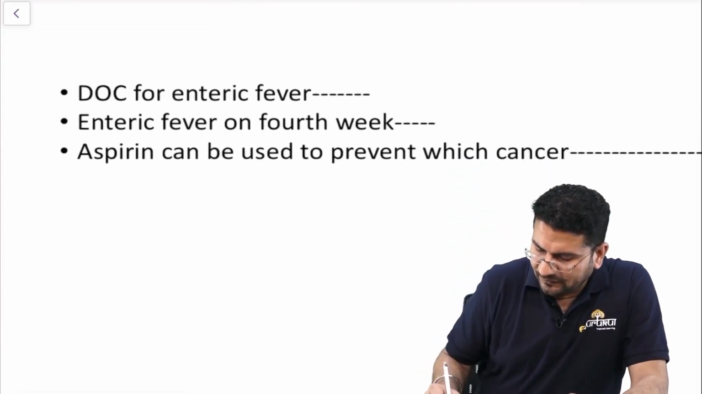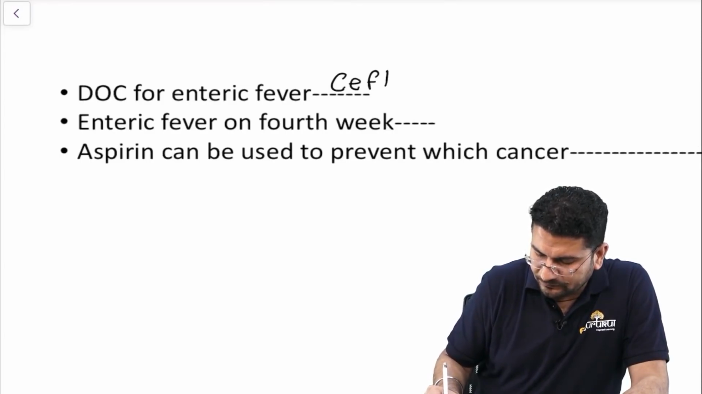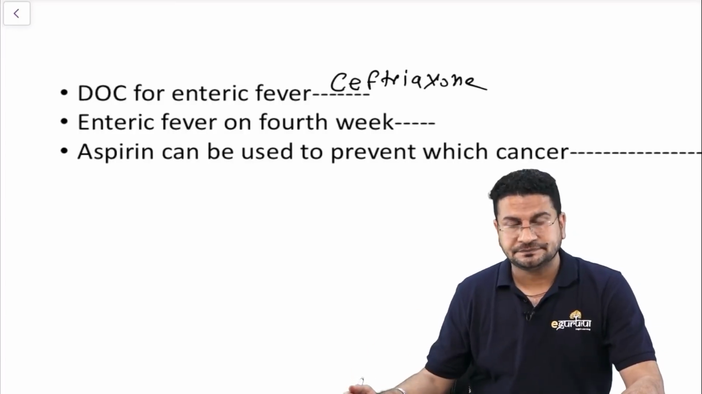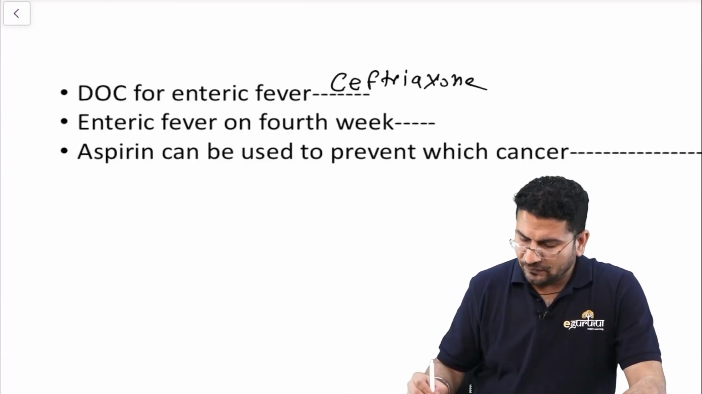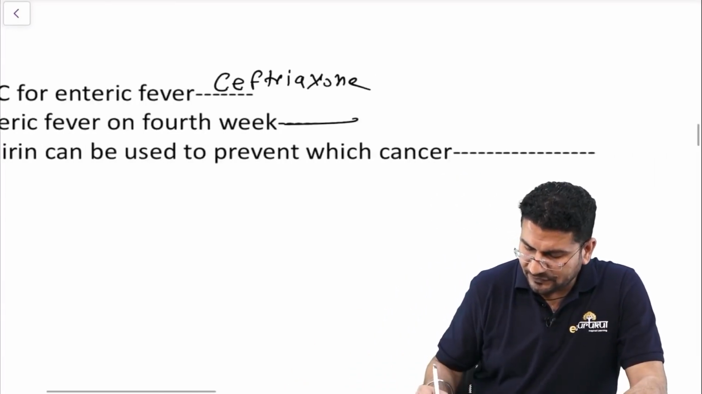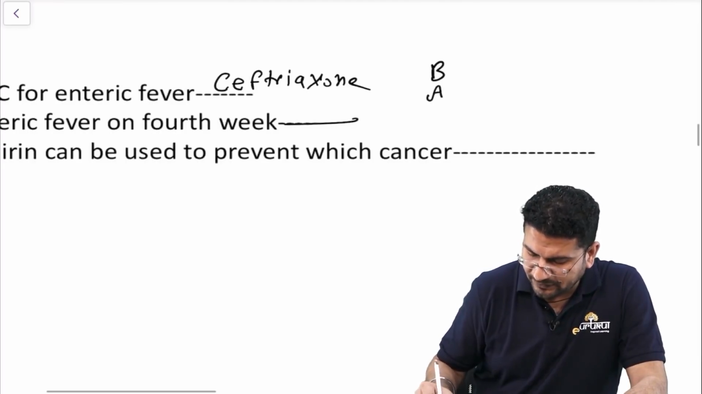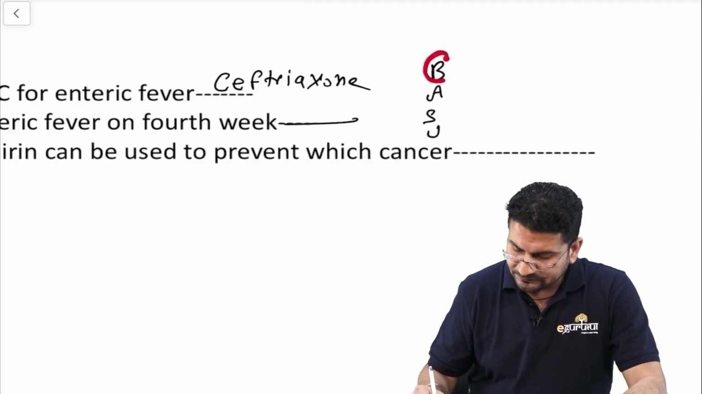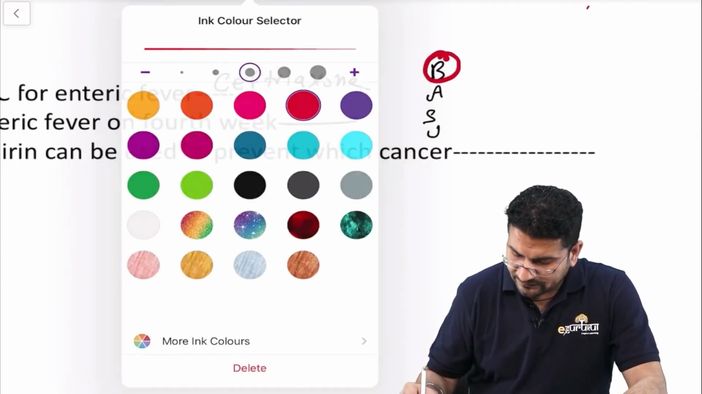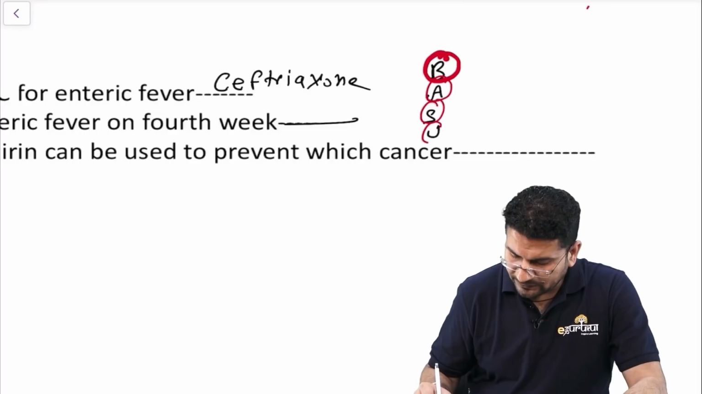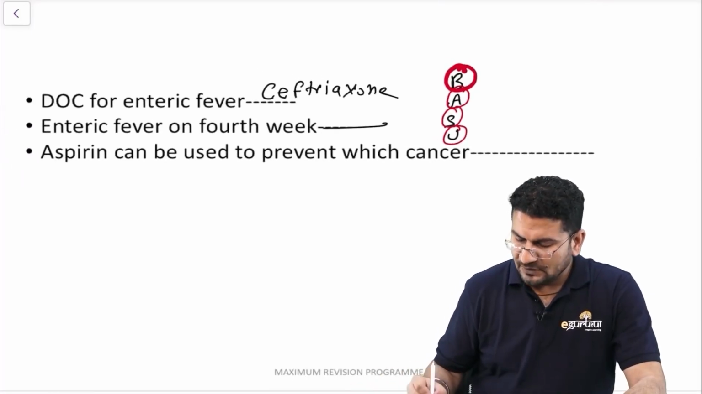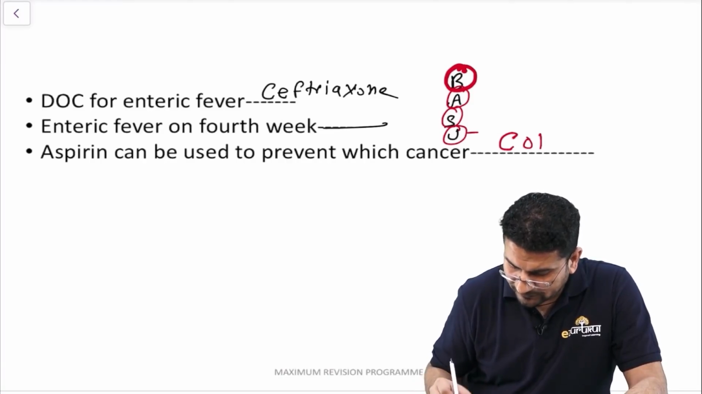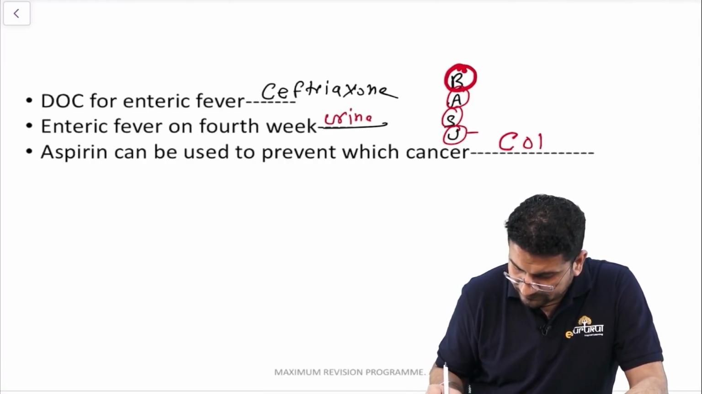Drug of choice for enteric fever is ceftriaxone. If you want early healing, then we can add azithromycin. Enteric fever on fourth week. If I say the weekly schedule, how we diagnose this, remember this mnemonic BASU. BASU means first week blood test, second week agglutination test, third week stool test, fourth week urine test. So here the answer fourth week they are asking. Fourth week means urine test.